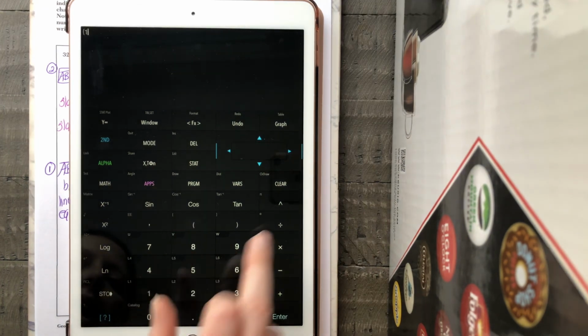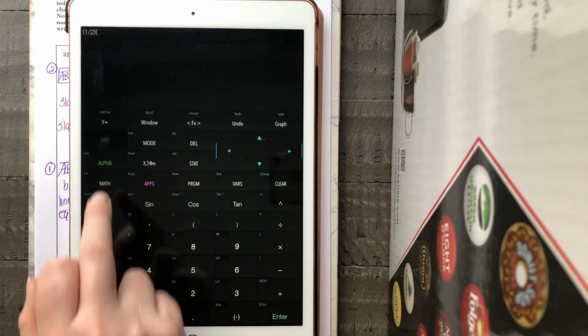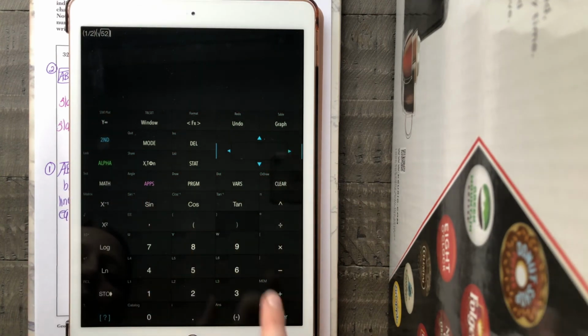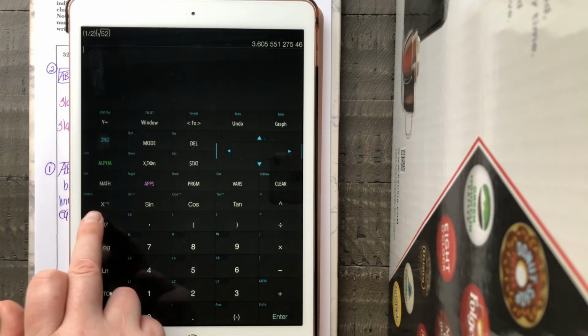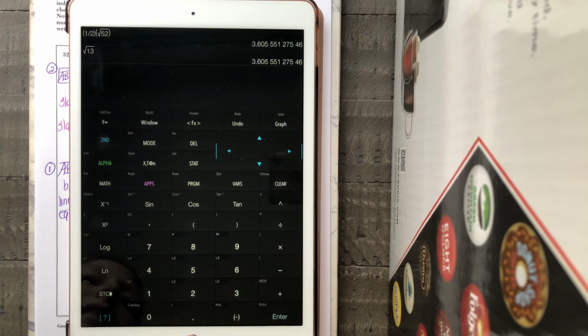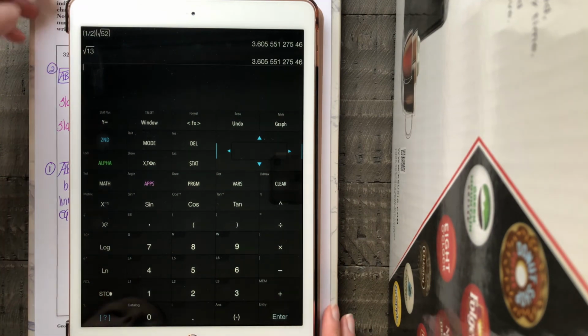So I'm just going to type that in. I'm going to do 1/2 of the square root of 52. All right, and I can see that it's the decimal 3.605 on and on. So now I'm going to check, well, what's the square root of 13? And I can see that they're exactly the same, and that's what I needed.